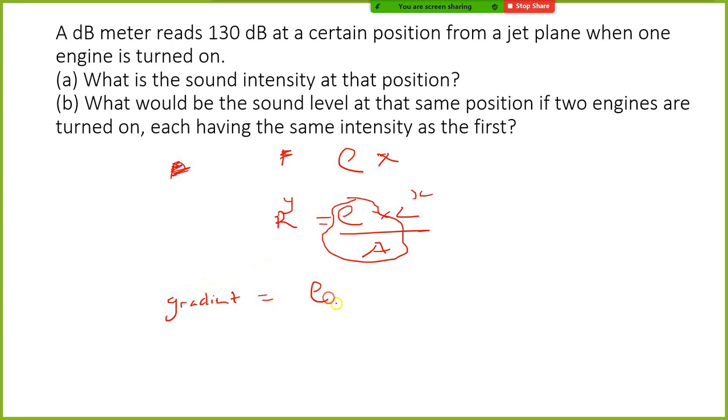So we're saying that the gradient is equal to resistivity over area. Can we agree on that? Yes. So what's the next thing that we want to do? To find the resistivity, times the area by the gradient. So resistivity is equal to the gradient times the area. What were you saying about the area now?